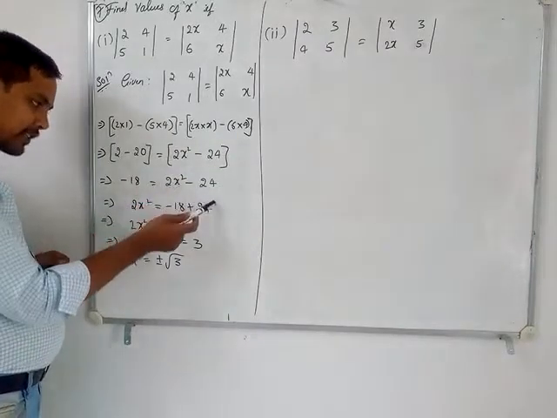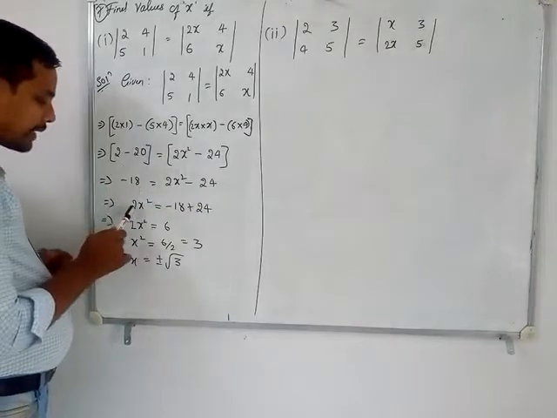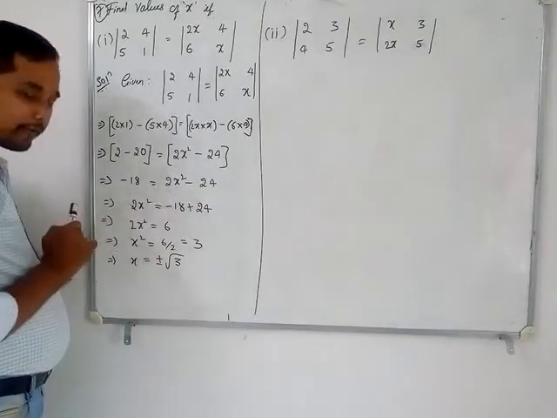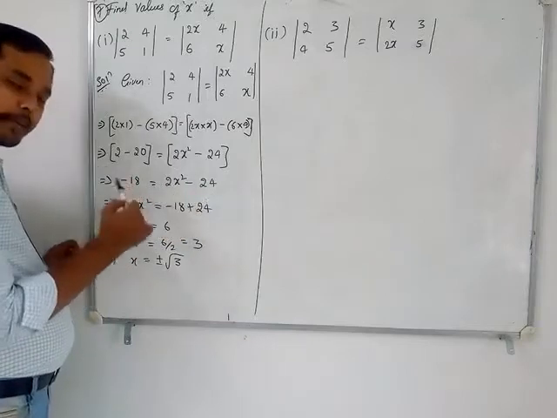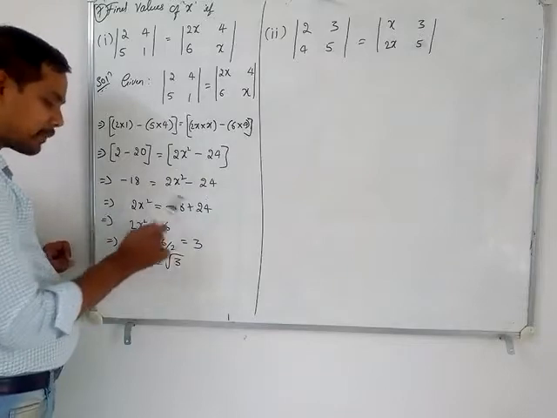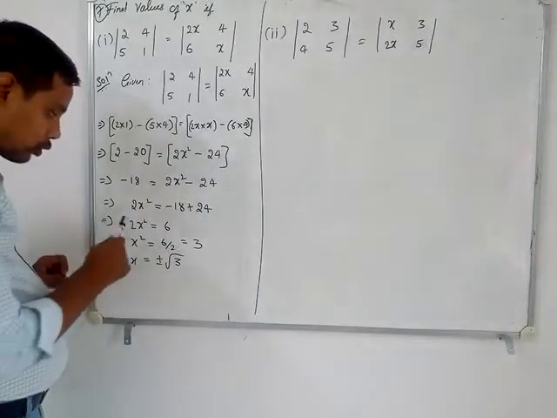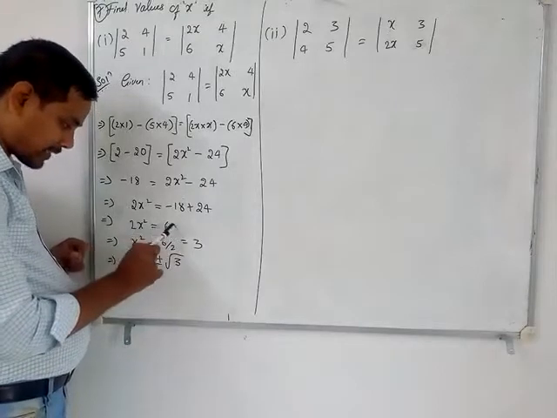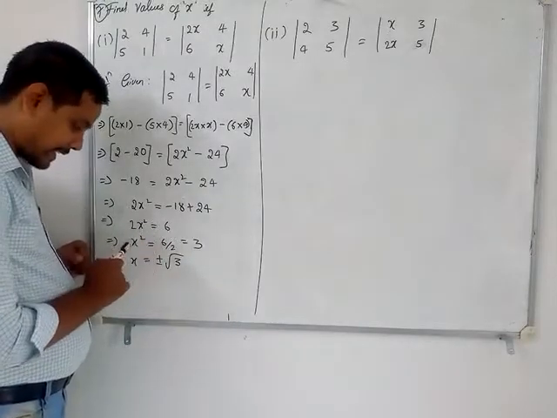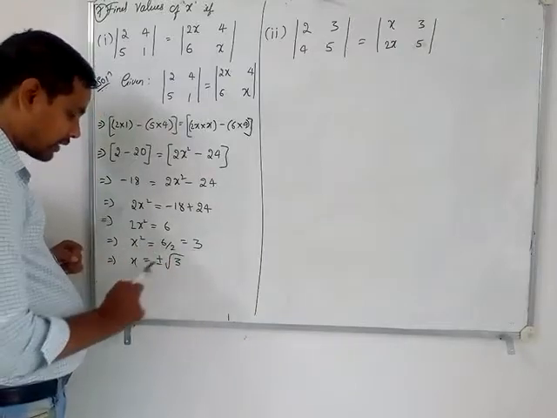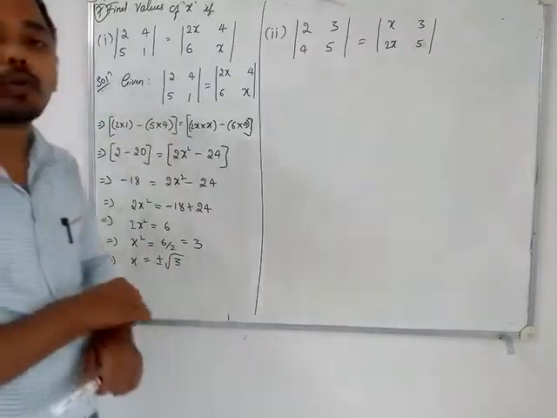So minus 24 shifted on the other side, it became plus 24. So 2x square will be equal to minus 18 plus 24. Minus 18 plus 24 is plus 6. So 2x square will become equal to plus 6, and x square will be 6 by 2, that is 3. So if x square is equal to 3, x will be plus or minus root 3.